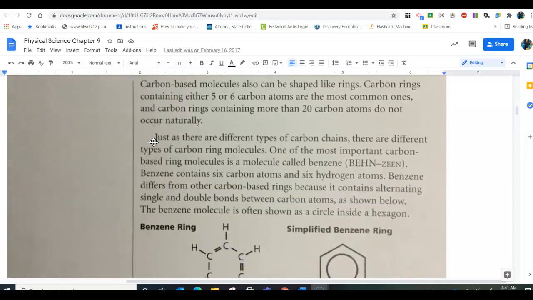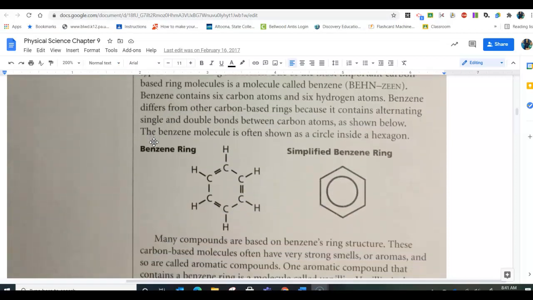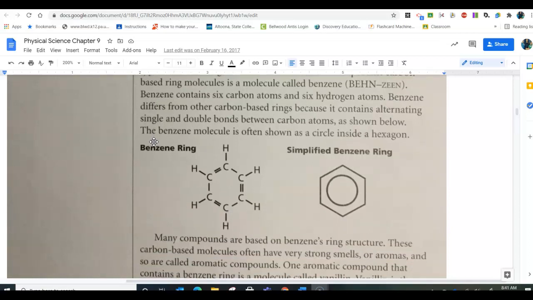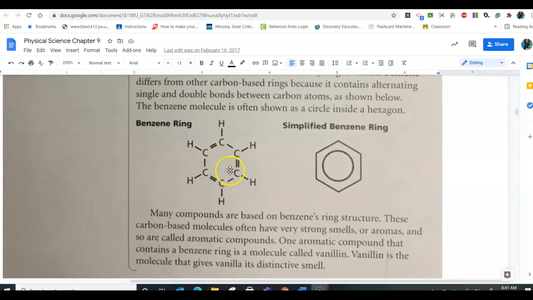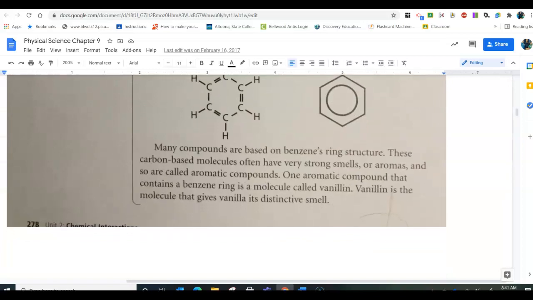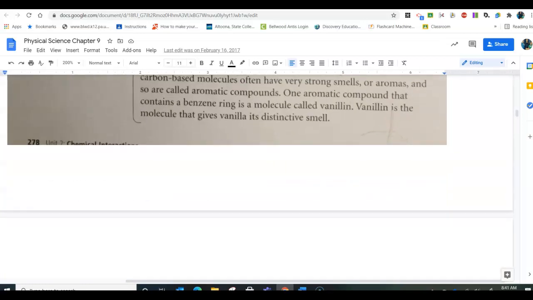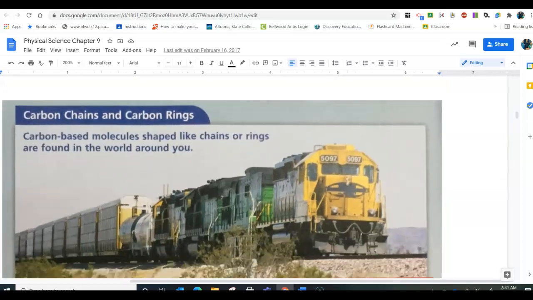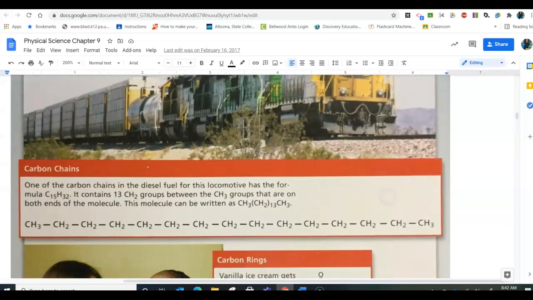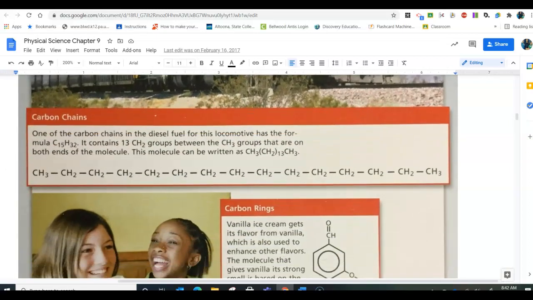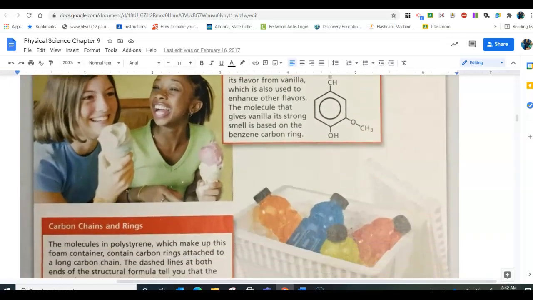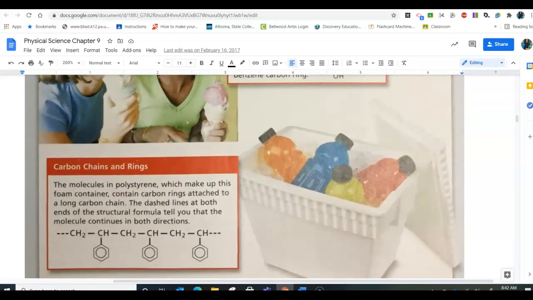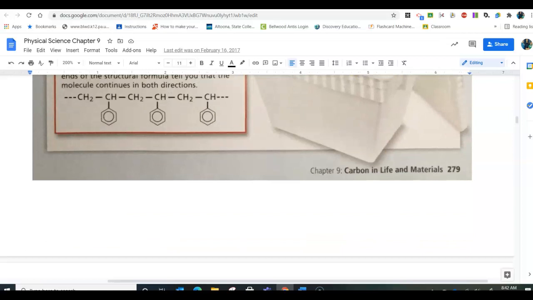Now, oftentimes you get rings. These rings happen when a chain bends around and connects to itself. This real common one here is called benzene. It's used in a lot of cleaning products. It's also found in a lot of aromatic substances. It also gives vanilla its smell. So carbon molecules can be really, really large. Here's a huge one with 13 carbons. There's vanilla, which gets its smell from the benzene ring. There's plastic, which has benzenes and all kinds of different monomers in it.